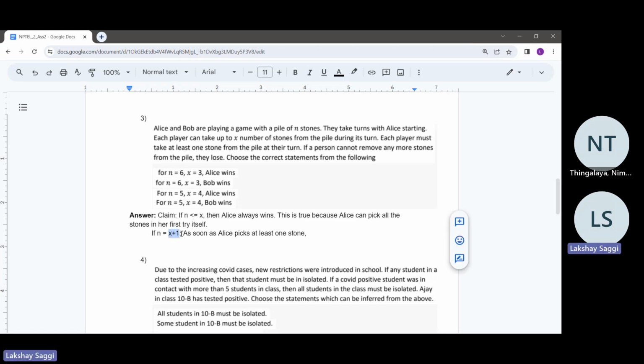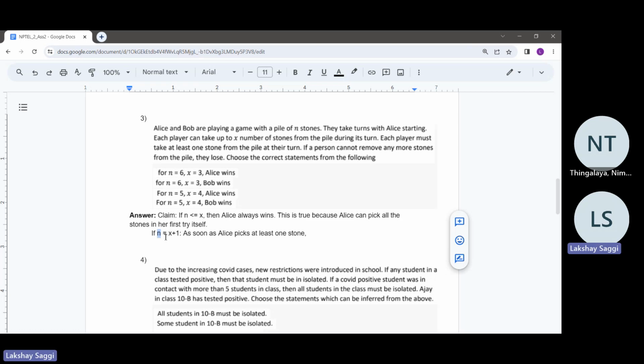So Alice can pick one stone, two stones, three stones, four stones, or five stones. So in all the cases, the number of stones picked will be between 1 and 5. Like if Alice picks only one stone and the initial n was 6, then after Alice's turn, the number of stones left will be 5. Similarly, if Alice picks two stones, the number of stones left will be 4. If she picks three stones, it will be 3. So the number of stones remaining after Alice's turn is between 1 and 5.